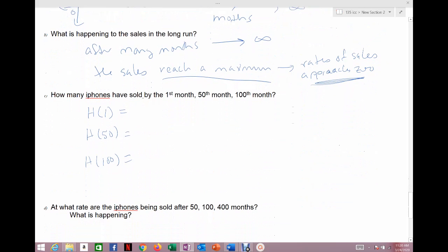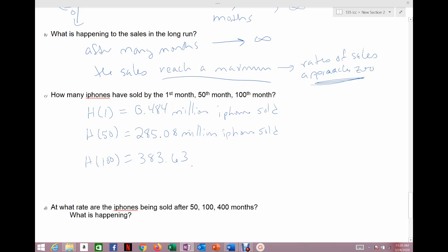Alright, so when we plug 1 in, and I'm going to round a few decimal places, remember it's in millions of iPhones. Alright, so it comes out to 0.484 million iPhones sold. Alright, so a little less than 500,000 iPhones after the first month. 50 months, much more, right? Exponential growth, right? 285.08 million iPhones sold. And then 100 months.